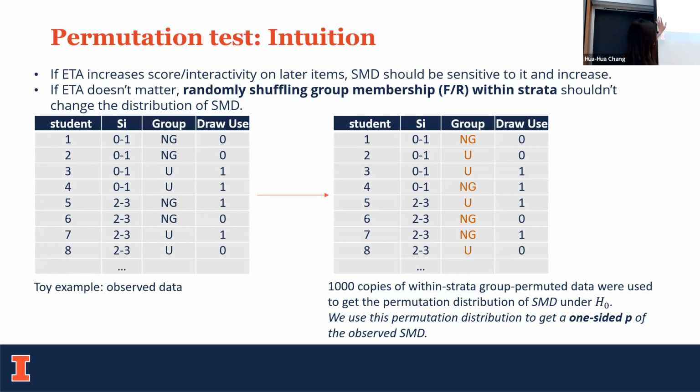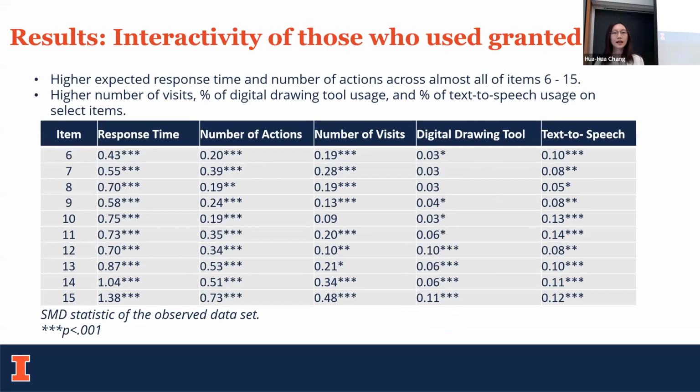We compare the observed SMD, which is the one calculated on the original data, to the distribution of the 1,000 permuted ones. If the observed one is really far from what we would expect under the null hypothesis, then we'll have a significant, potentially very small p-value. We would reject the null hypothesis and say that ETA does indeed seem to increase the interactivity or score for those students. So here's a summary of the results, first looking at the interactivity of those students who used the extra time.